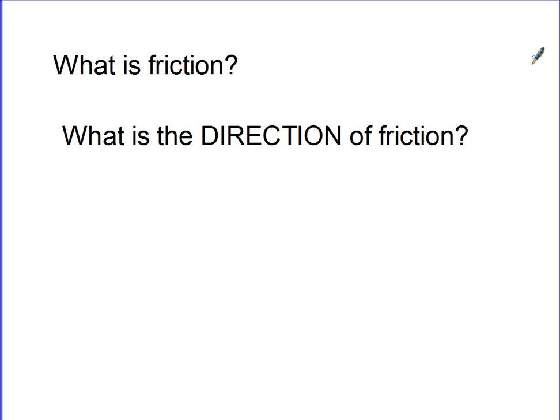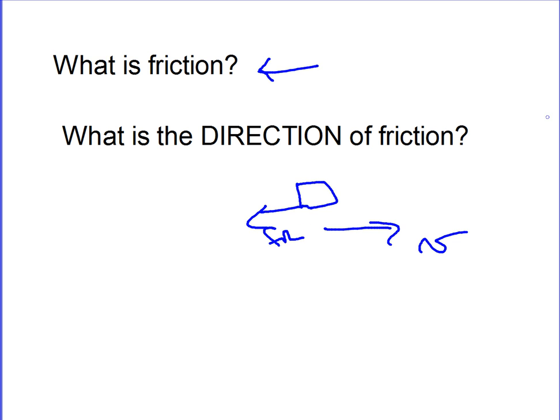What's friction? Remember, friction is the contact force that opposes motion, and it always opposes the direction of travel. So if your velocity is to the right, friction's to the left.